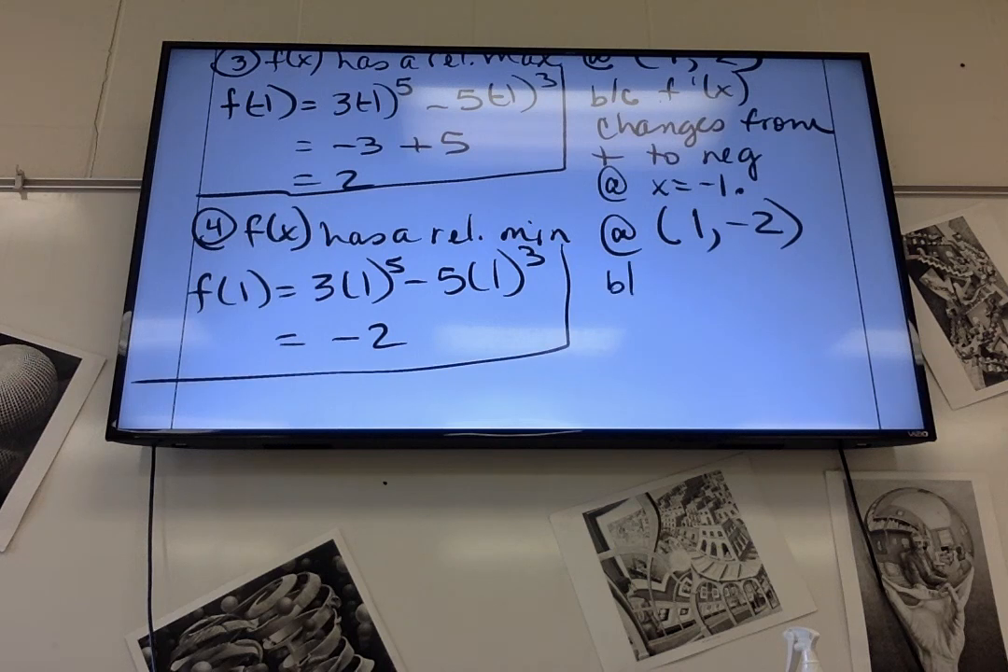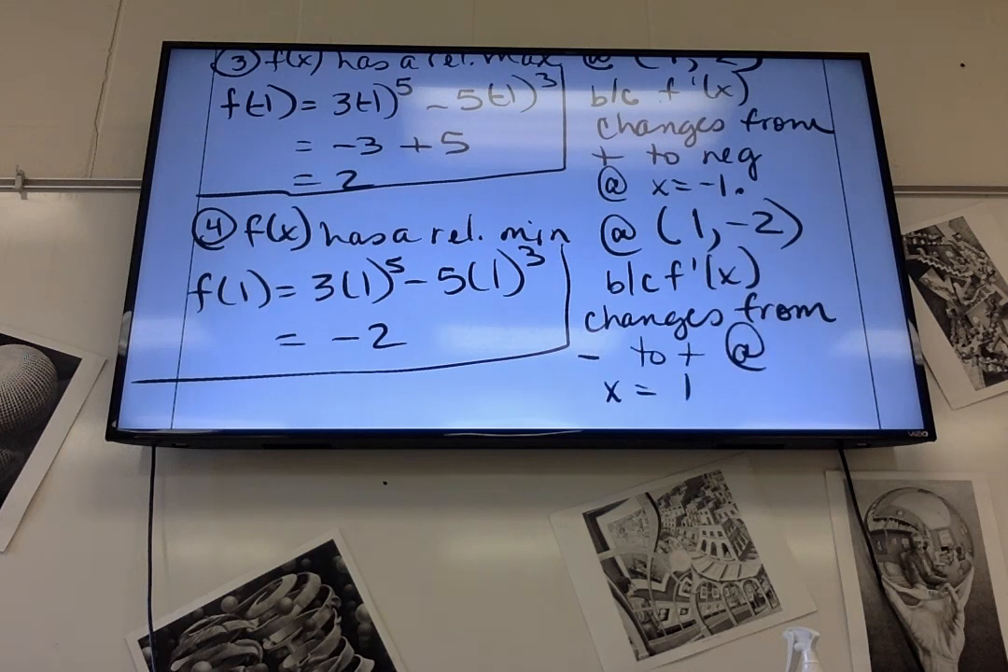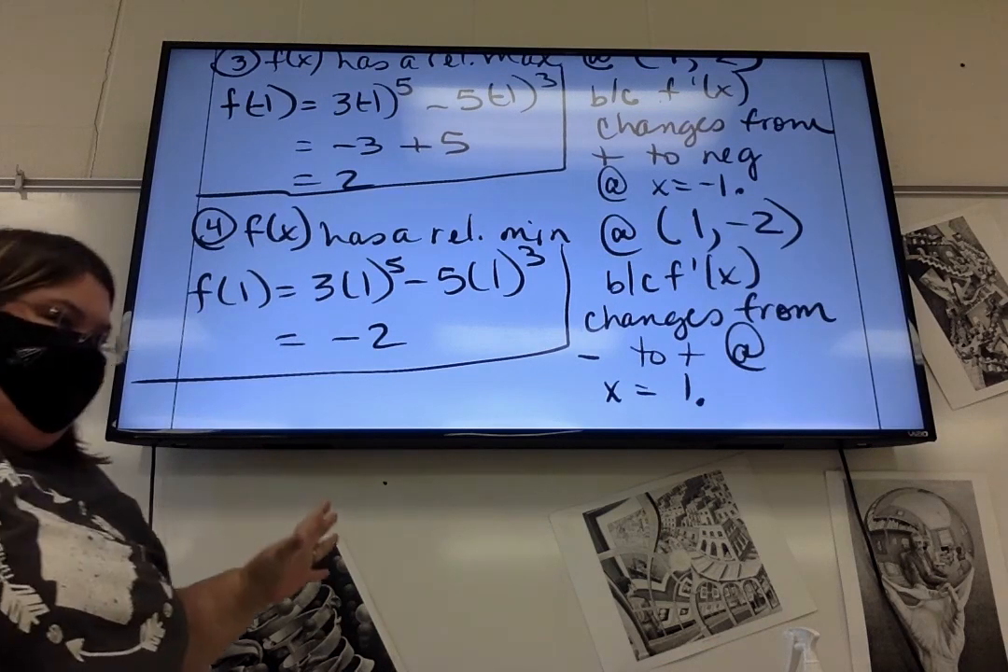Because negative, positive, f prime of x changes from negative to positive at x equals 1. It feels like we're doing proofs. Oh my gosh, I miss my math, it's just the equation, not the explaining.